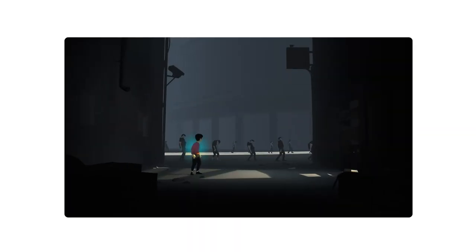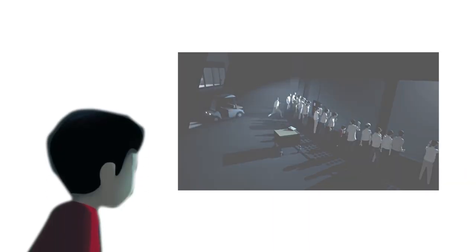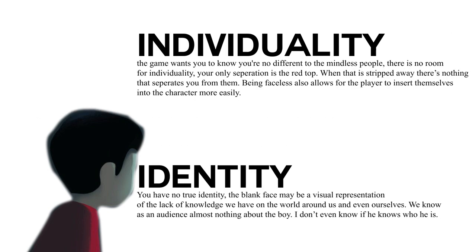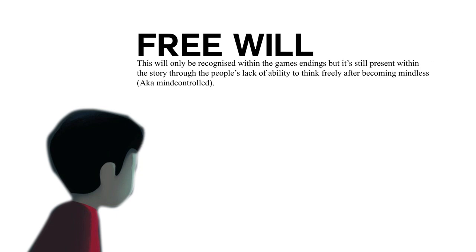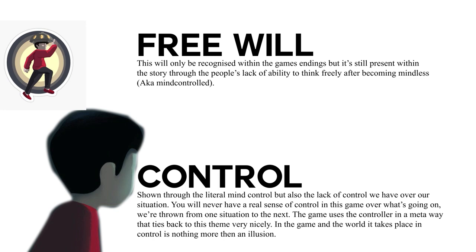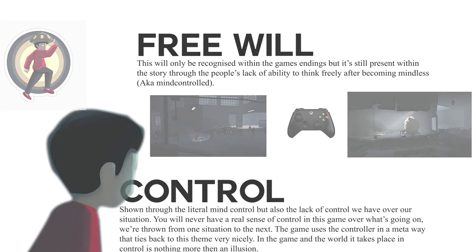Your only defining feature is a bright red top, marking you as a target, marking you for death, and separating you from the background. You have no face, no one here does. This may be a thematic choice as well as an aesthetic one, but I believe this is a visual motif to help express the game's themes of individuality and identity. This game also has themes of free will and control, which are explored through the literal mind control featured in the game, but also the control the player has over their character. The evil corporation also demonstrates control over the player, which becomes increasingly apparent towards the end of the game.